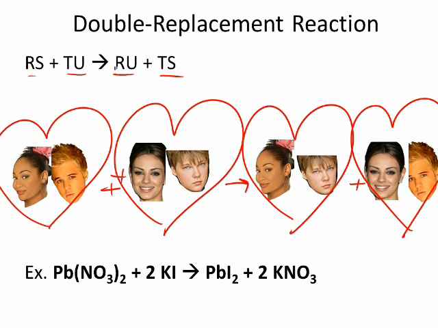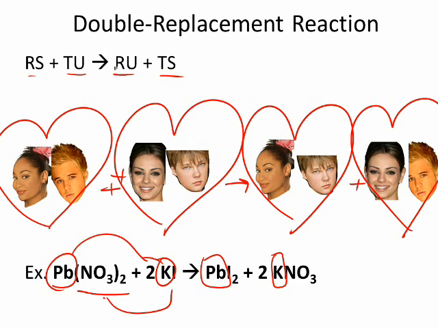And there we go. And here we have, notice, the lead and the potassium, both positive, they will switch places. So the lead switches places with the potassium, or we can say the nitrate switched with the iodine. And so they just switch places. We have new compounds. Very, very interesting.